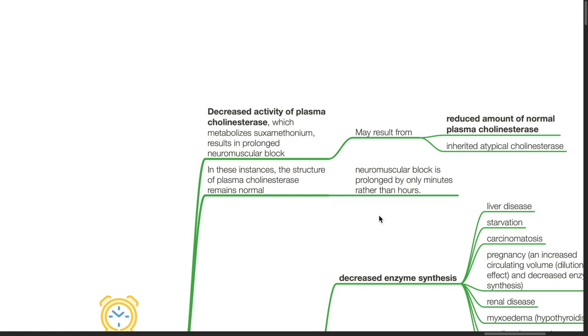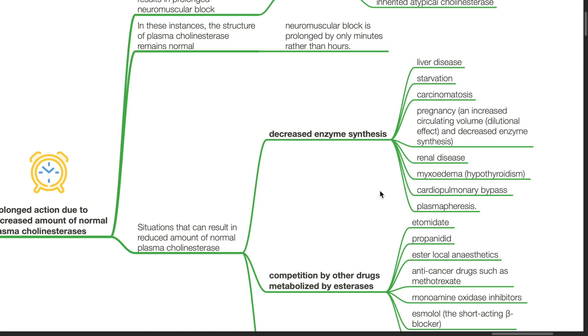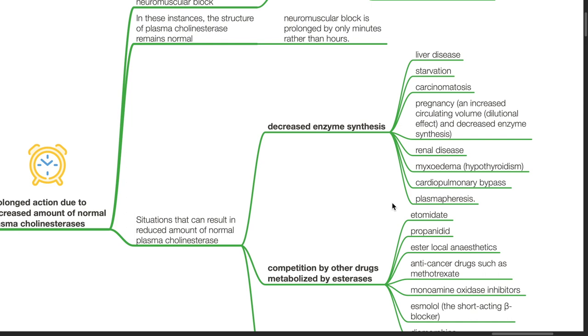In a situation where there is reduced amount of normal plasma cholinesterase, the structure of the plasma cholinesterase remains normal, and neuromuscular block is prolonged only by minutes rather than hours. Situations that can result in reduced amount of normal plasma cholinesterase include decreased enzyme synthesis, in liver disease, starvation, carcinomatosis, pregnancy, renal disease, hypothyroidism, cardiopulmonary bypass, and plasmapheresis.